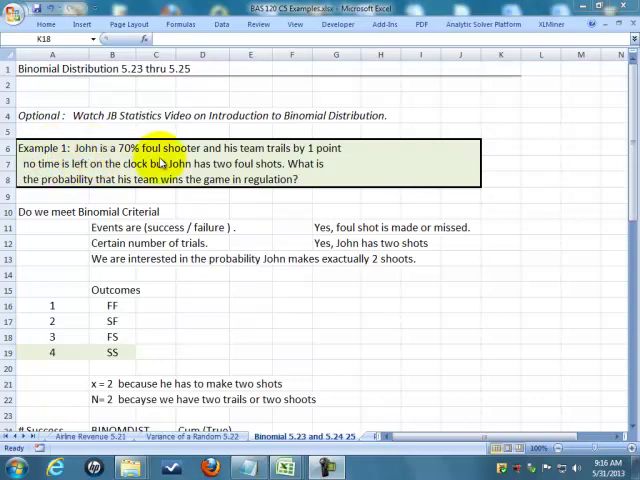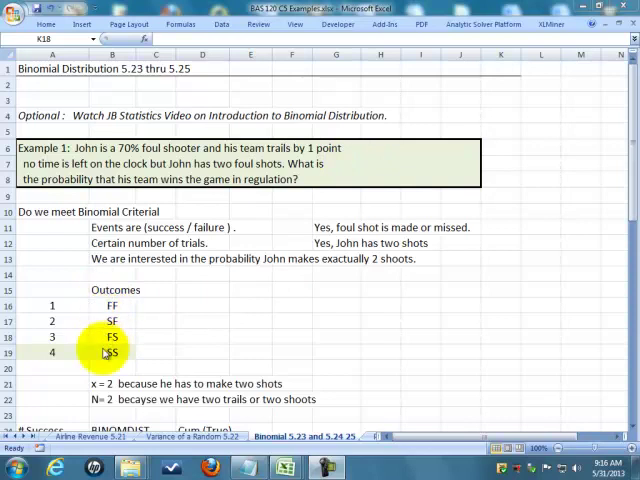So let's say John is a 70% foul shooter and his team trails by 1 point. There's no time left on the clock, and John's going to shoot 2 foul shots. What is the probability that his team wins in regulation? Now, I don't want to get into he makes one, it's tied, it goes into overtime, all that. They've got to win in regulation.